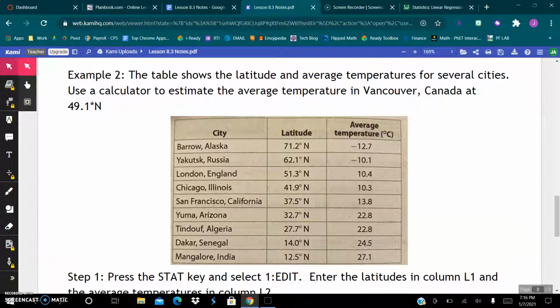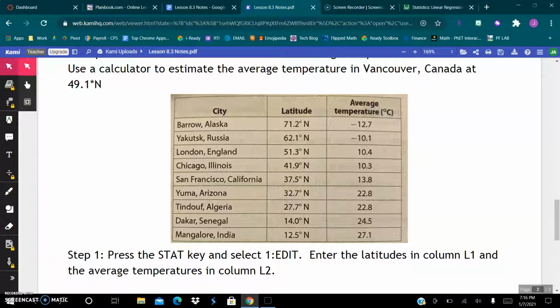So example 2 says the table shows the latitude and average temperatures for several cities. Use a calculator to estimate the average temperature in Vancouver, Canada at 49.1 degrees north. The first thing we're going to do, I'm not going to go down here to the steps, because those are all the steps going through the calculators that are actually at school.